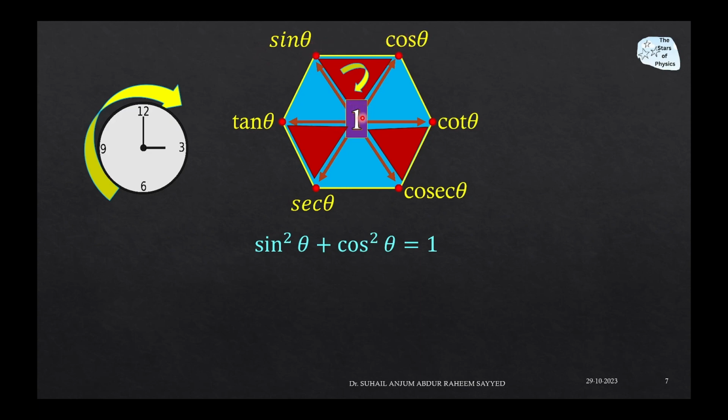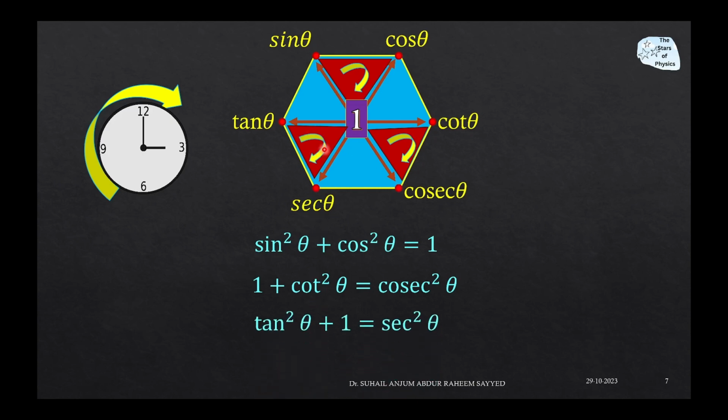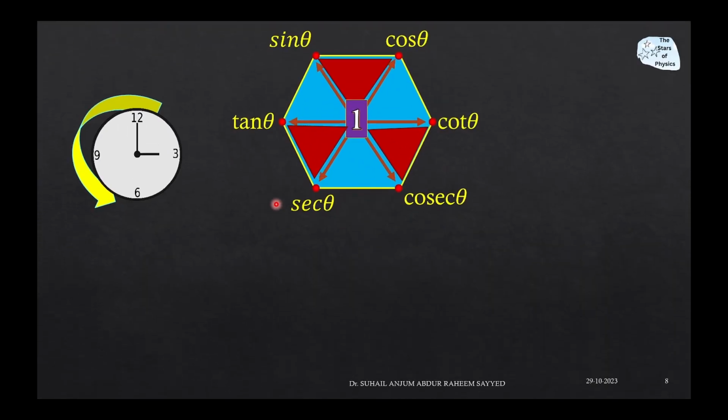Now 1 square is 1 only, so we will write down it as sine squared theta plus cos squared theta is equal to 1. In the similar way, we have here 1 plus cot squared theta is equal to cosec squared theta, and tan squared theta plus 1 is equal to sec squared theta. Now if we move in anti-clockwise direction, then also we get some trigonometric identities.